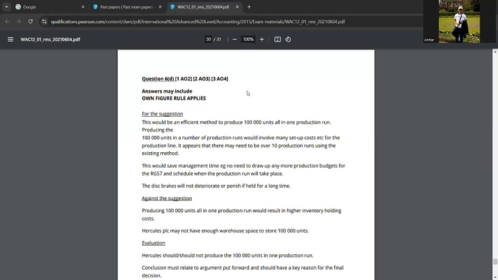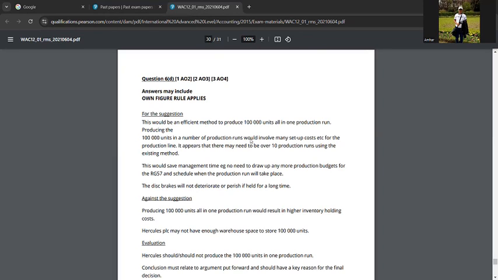So evaluate the suggestion of the production director of Hercules PLC. For the suggestion, they are saying this would be an efficient method to produce 100,000 units in one production run, all in one production batch. So it will be efficient when they produce this. Producing the 100,000 units in a number of production batches would involve many setup costs. So the first point they are saying is this method would be efficient because we are producing in one batch.